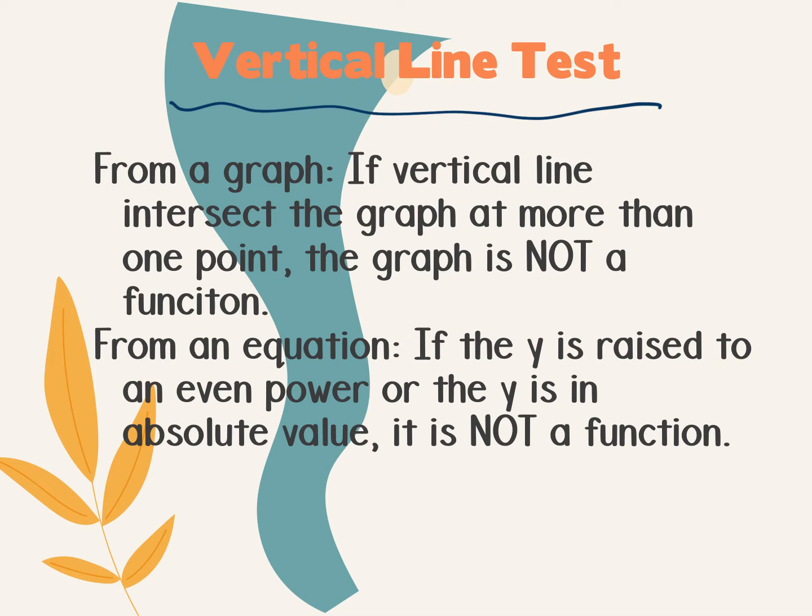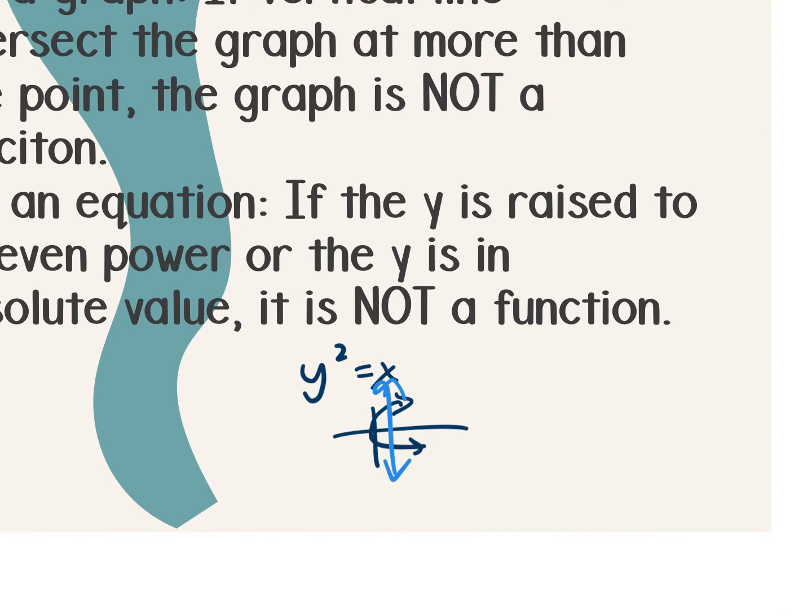If you have the equation, then think about what kind of equations make something that would fail that vertical line test. It's something where the y is raised to an even power or the y is an absolute value. So if the y is raised to an even power, like y squared equals x, something like that, this is a parabola turned on its side. That would fail a vertical line test. And if it's y an absolute value, this is a V, which is the absolute value graph, turned on its side, and this would fail your vertical line test, okay?